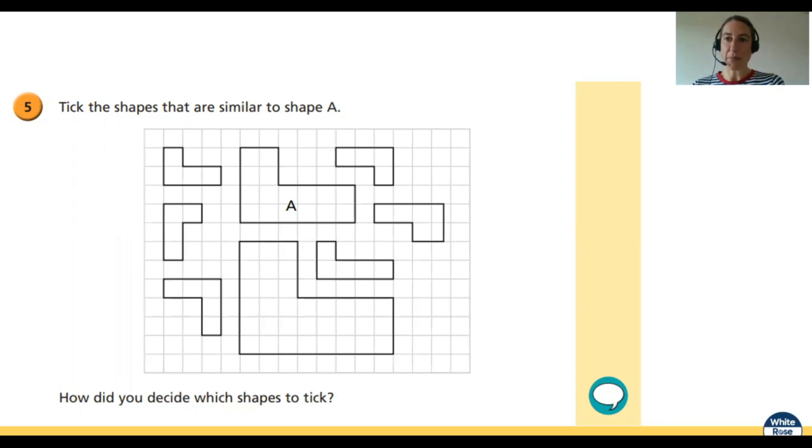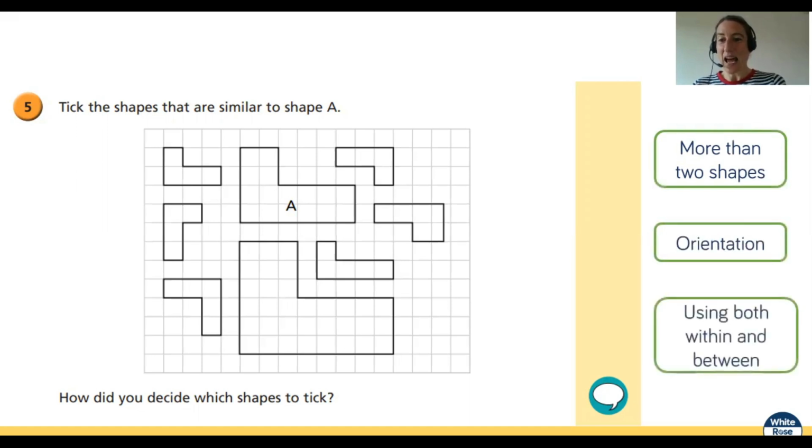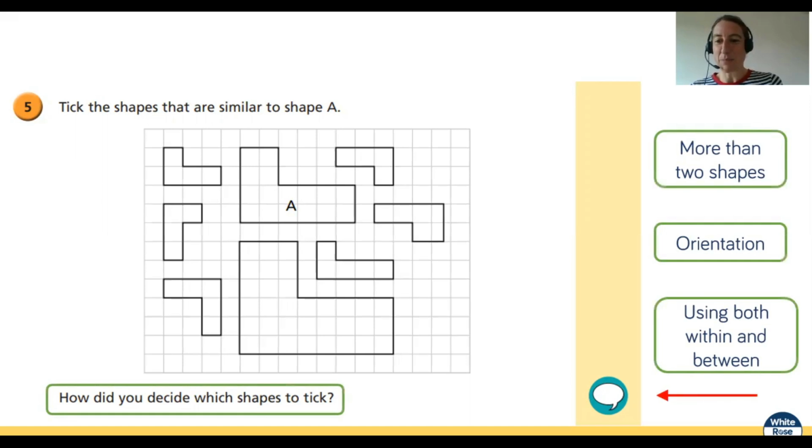I've chosen a question from our premium resources to follow this up. The reason I've chosen this question is that there's so much more in it than meets the eye. First of all, I really like it because there's more than two shapes for the students to compare. I also really like it because the shapes are in different orientations. And finally, the students get an opportunity to perhaps use both within and between side length ratios. Now, the key question here is, how did you decide which shapes to tick? So the idea that the students are thinking about their strategy. And also this speech bubble here is just to prompt the students to talk about what they're finding out.